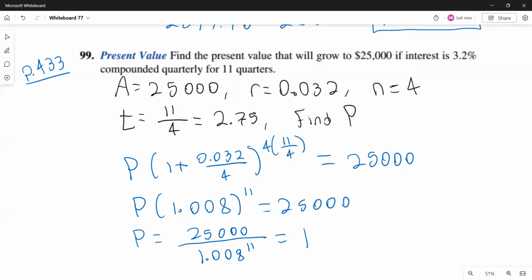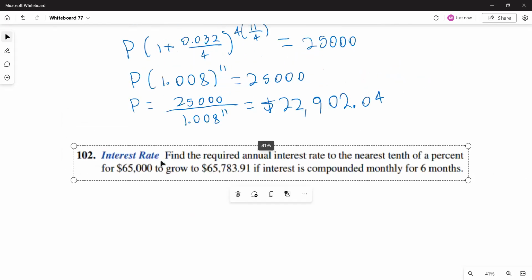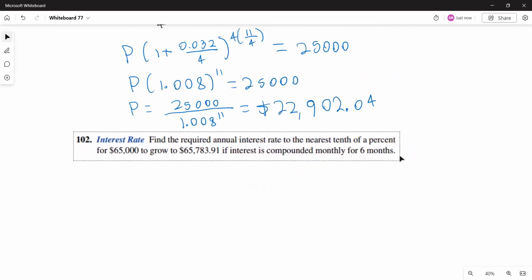Okay. So that's the amount that will grow to 25,000 during that period of time, during 2 3/4 of a year. And so we did one example where we wanted to find the final amount. And in the example we just did, we wanted to find the principal or the initial deposit. And in the next one, we want to find the interest rate.